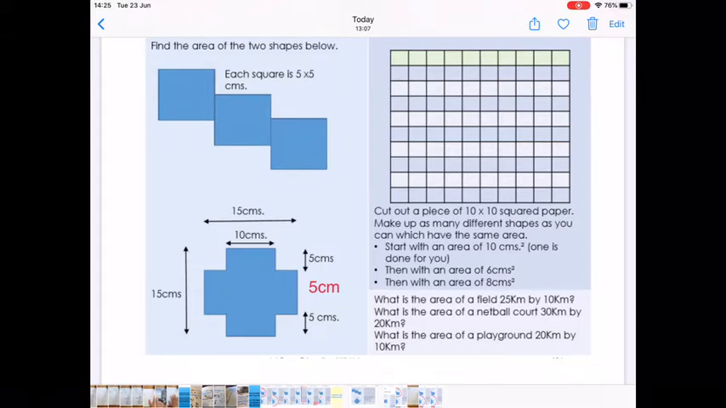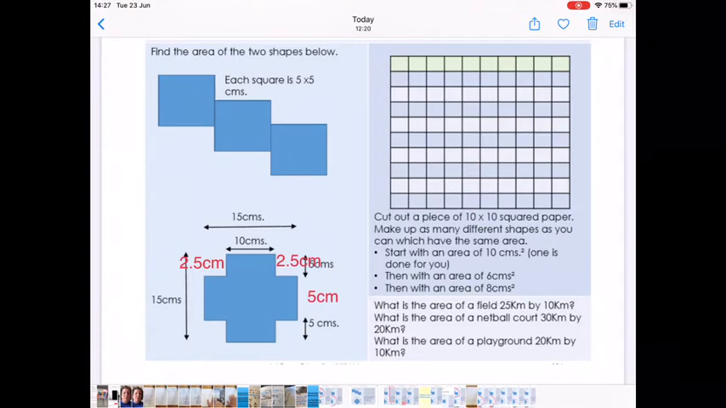So if I calculate this correctly, that means that is 5 centimeters, and I've added it in red so you can see it more clearly. If the measurement at the top is correct, it means the measurement of the sides on either side of the 10 centimeters should be 2.5 centimeters, because I take away 10 from 15, that leaves me with 5. If I share it between 2, that's 2.5.